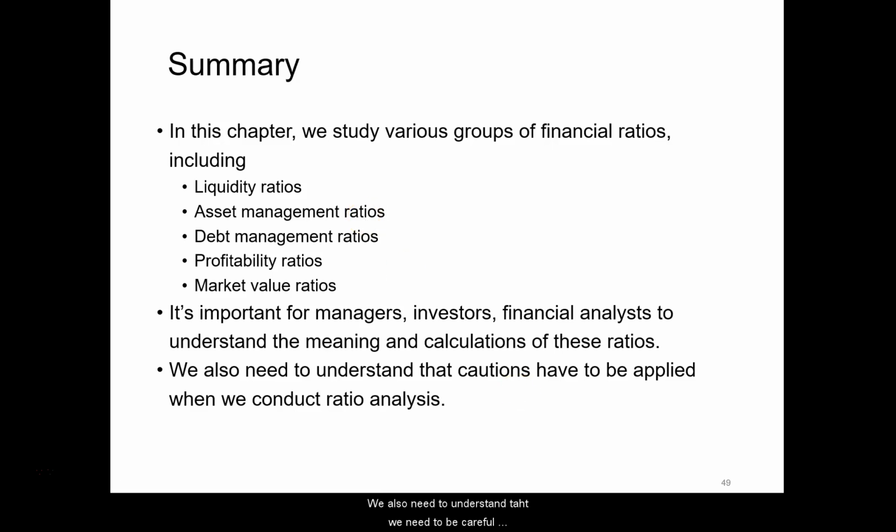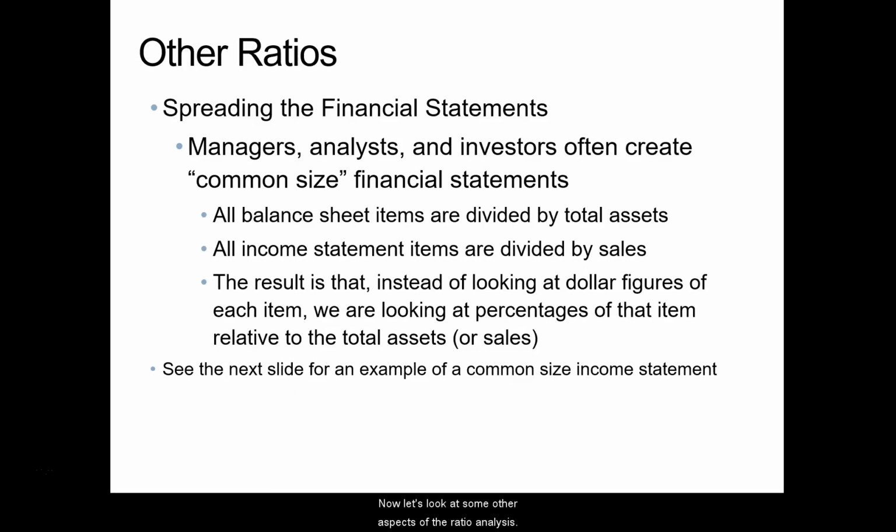We also need to understand that we need to be careful when we look at the ratios. Remember, for example, in the liquidity ratio section, we mentioned a high liquidity ratio could be a good sign, but it could also suggest losing the opportunity of making high returns. High inventory turnover ratio could again be a good sign, but it also may suggest the company inventory level is kept too low. So we need to be careful when we interpret the ratios and use the ratios to understand the company's operations. Now let's look at some other aspects of the ratio analysis.